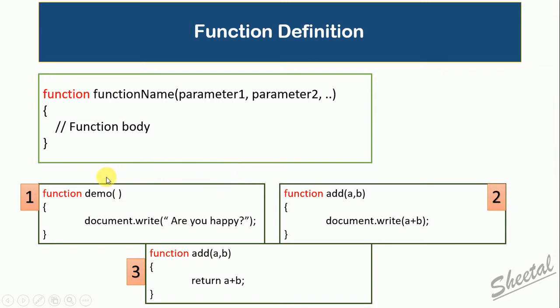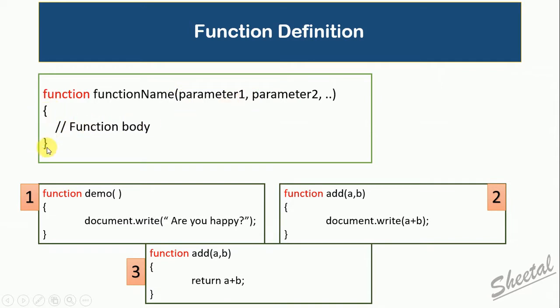Before using a user-defined function, we have to create a function. Remember these points when you define a function. First, a function is defined with the function keyword. Second, the function name should be unique and meaningful. Third, a list of parameters to the function is enclosed in parentheses and separated by commas. Fourth, the function body is enclosed in curly braces.